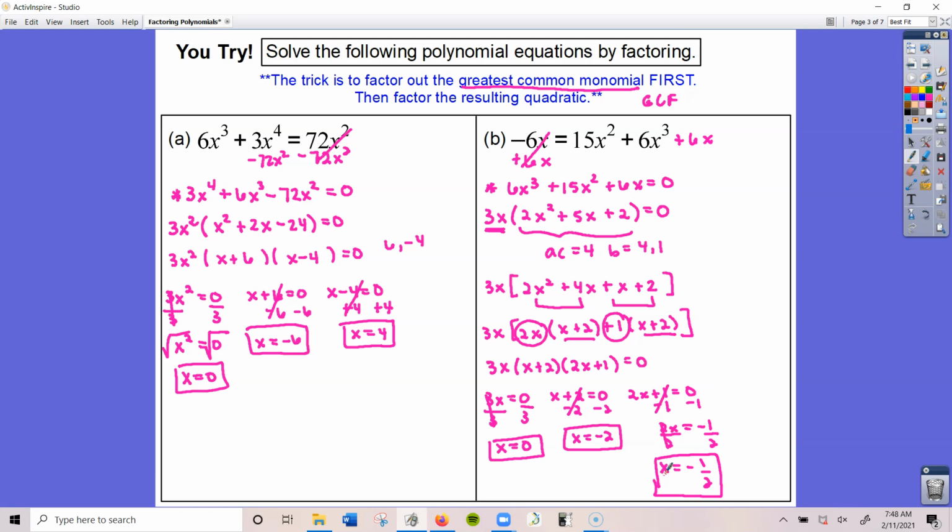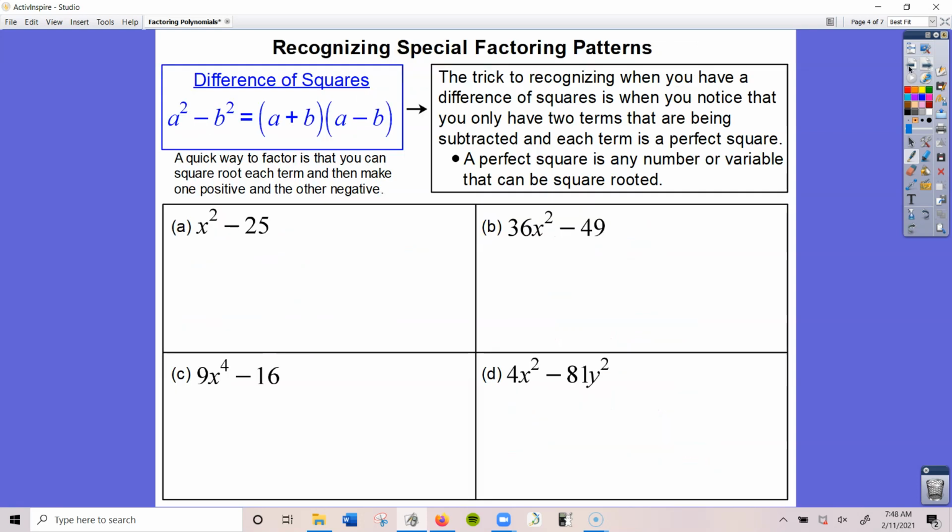Now, in order to continue with these kinds of problems, we're going to look at some special factoring, meaning that there are sometimes some factoring techniques that we can apply depending on patterns that we see. So first, we're going to look at a difference of squares.